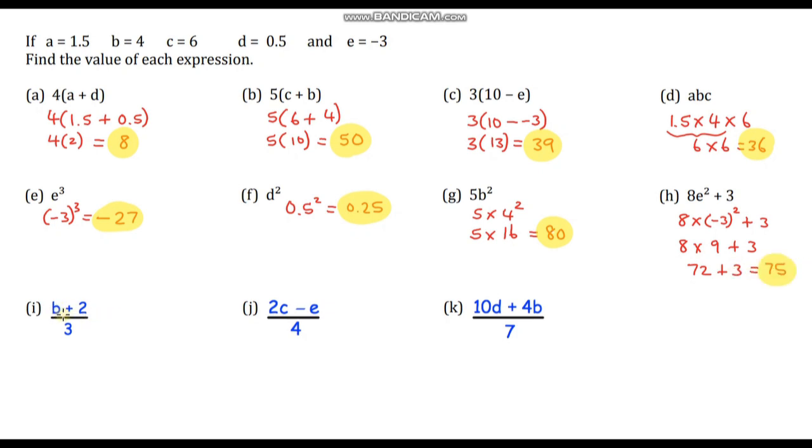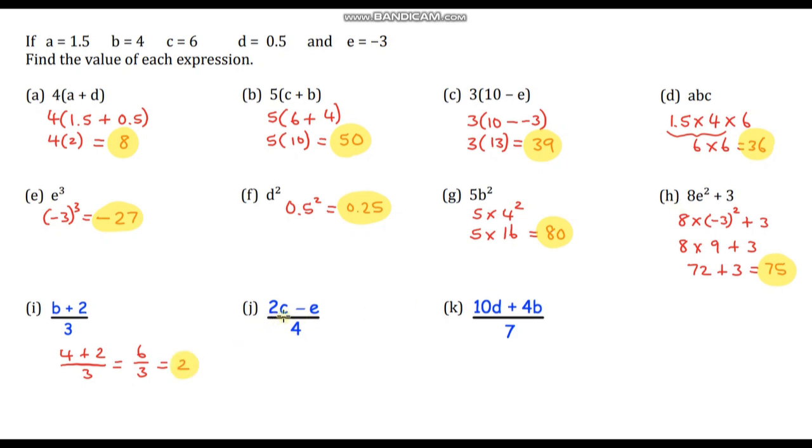Question I is b plus 2 and then all of that divided by 3. So b is 4. So it's going to be 4 plus 2 and then divided by 3. 4 plus 2 is 6. So it's going to be 6 divided by 3. And 6 divided by 3 is 2.